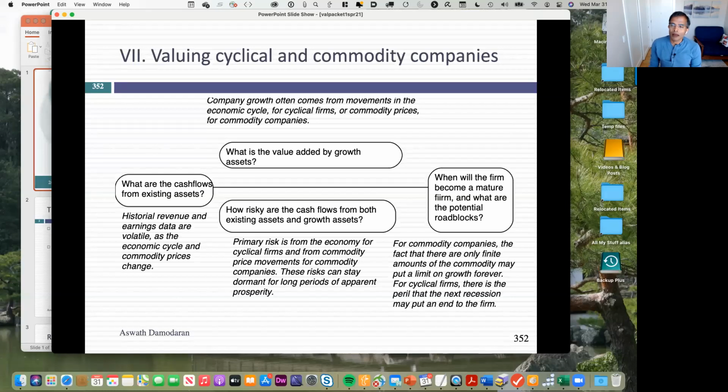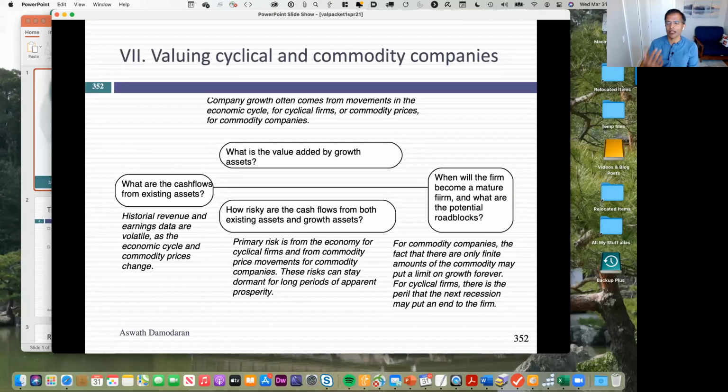So let's talk about one final example before we close the books on intrinsic valuation. Valuing cyclical and commodity companies. I know some of you are valuing oil companies. I think there's one person valuing a gold mining company. And cyclical companies are usually automobile, housing stocks. You think, what's the big deal? When you value a cyclical commodity company, there's always a macro hangover over every question you ask.